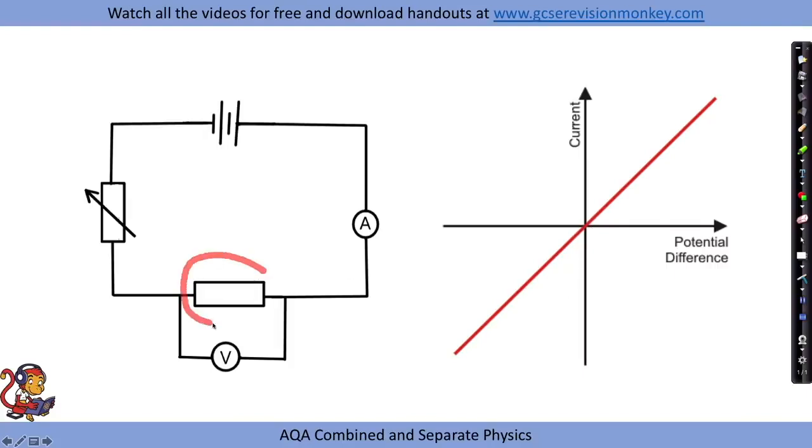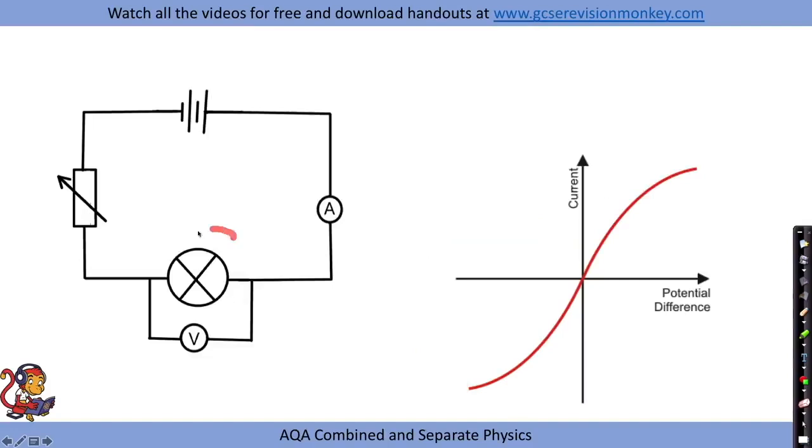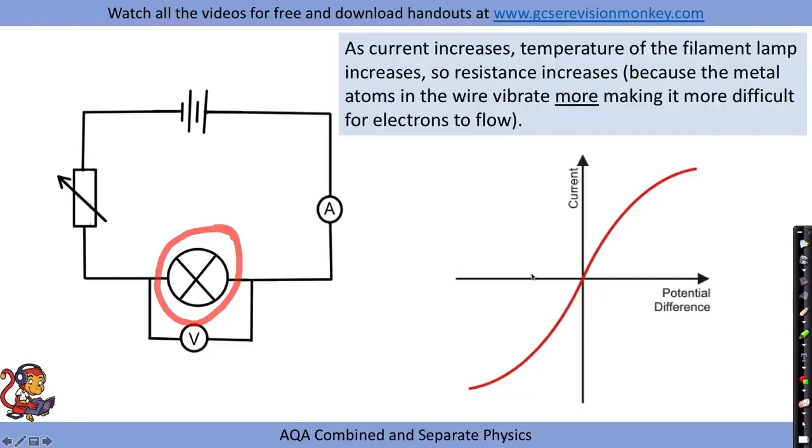If we wanted to replace this component and investigate something else, that's all we would have to do. We'd leave the rest of the circuit the same, and we can replace it with a diode, for example. Now, a diode only lets current flow in one direction, so you'll notice that the graph does not have values in the negative region, and it only has values in the positive region. Finally, you might want to draw an IV graph for a filament lamp, and this graph has a different shape again, because as current increases, the temperature of the filament lamp also increases, so resistance increases. You can see here the graph tailing off as current gets higher.